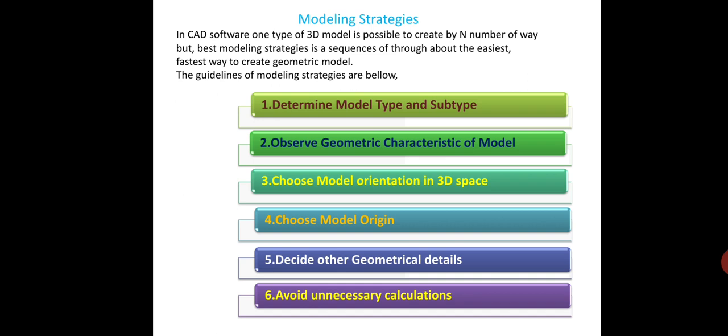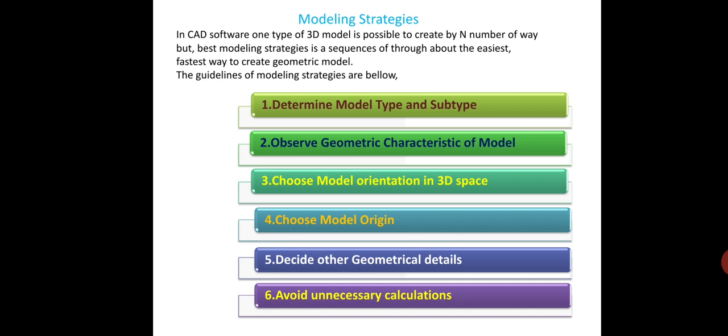Third, choose the model orientation in three-dimensional space. How is the model oriented in three dimensions? Which model face or view is aligned with which view? This decides the first sketch plane of the model, whether it is the top plane, front plane, or right plane.